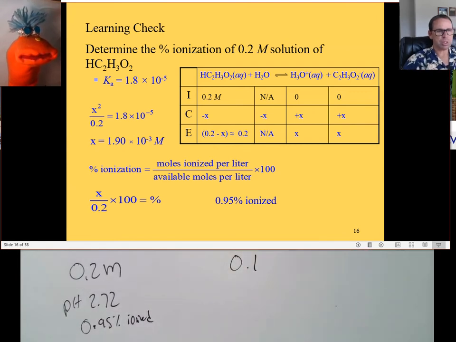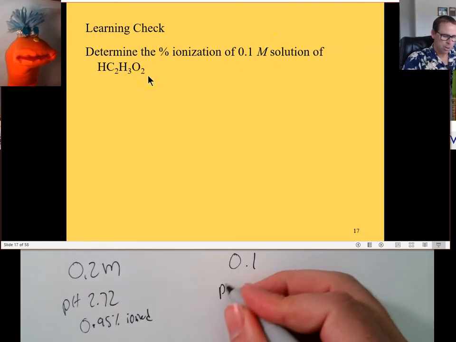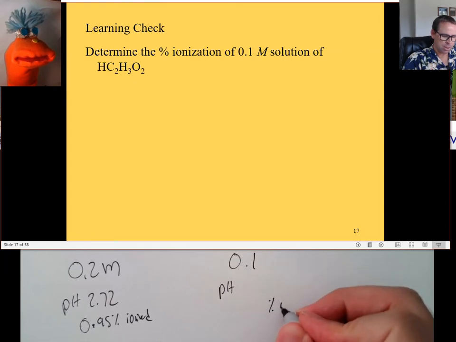Now let's make some predictions about this next scenario here. 0.1 molar solution of the same acid. What do you think the pH is going to be, higher or lower? And what do you think the percent ionization is going to be, higher or lower?